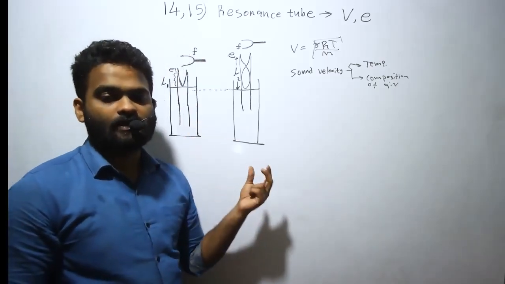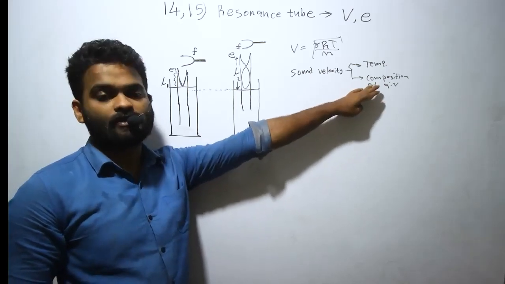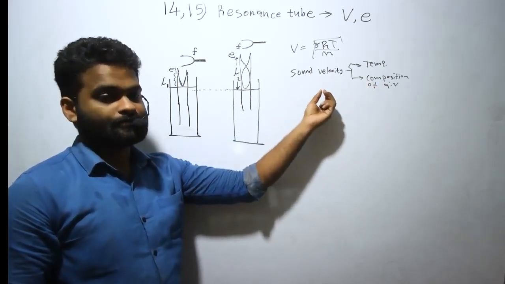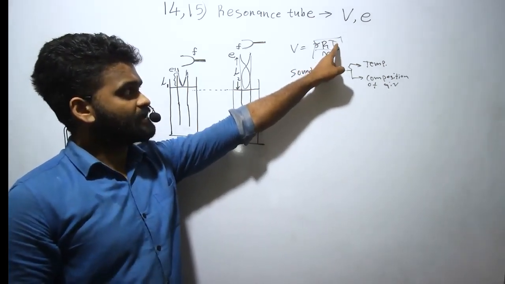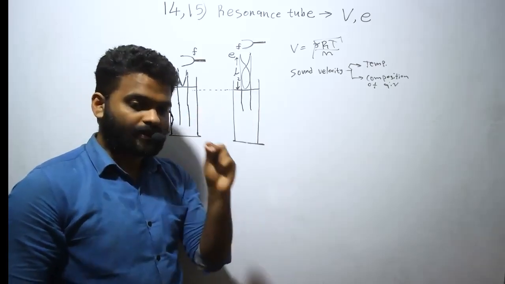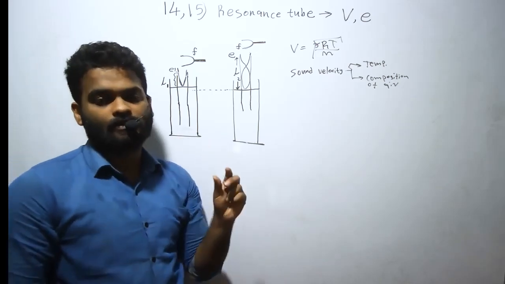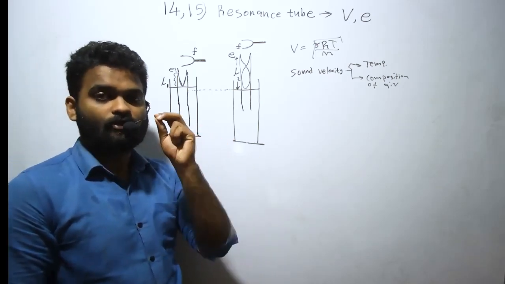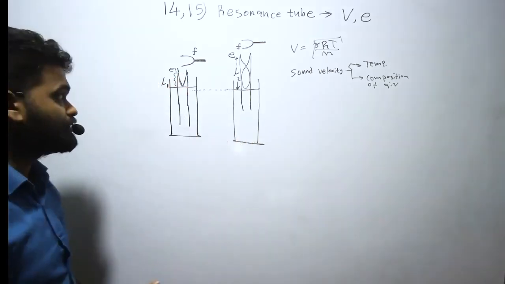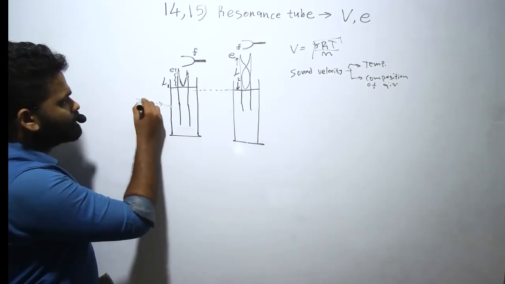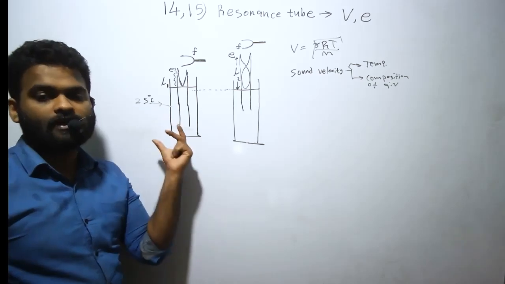There will be water as well, when you think about the composition of air. Since this depends on capital T, when you are pointing out the velocity of air, you have to make sure that you mention the temperature as well. So when you are doing this experiment, you have to note down the room temperature. Usually the room temperature is about 25 centigrade. It could be any other value. You have to note it down as well.